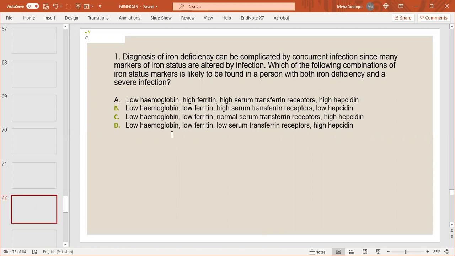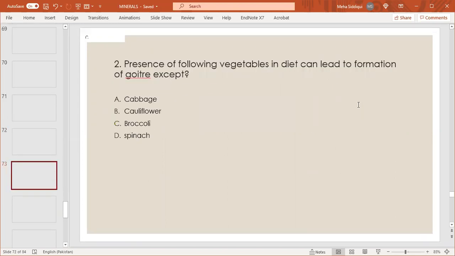Yes, the right answer is A, because the main clue we have is high ferritin, and as we have discussed earlier, it is increased in inflammatory response. Also, high hepcidin is responsible for uptake of iron in the intestine, and in inflammatory conditions it is also increased. Presence of the following vegetables in the diet can lead to formation of goiter, except cabbage, cauliflower, broccoli, and spinach. The correct option is spinach. Others are goitrogens that inhibit uptake of iodine.